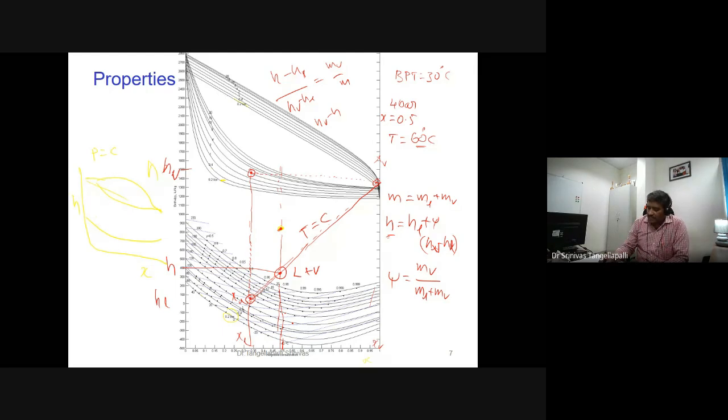What is the relation between X, XL and XV? X is equal to XL plus pi into XV minus XL. Is it correct? Same like enthalpy.